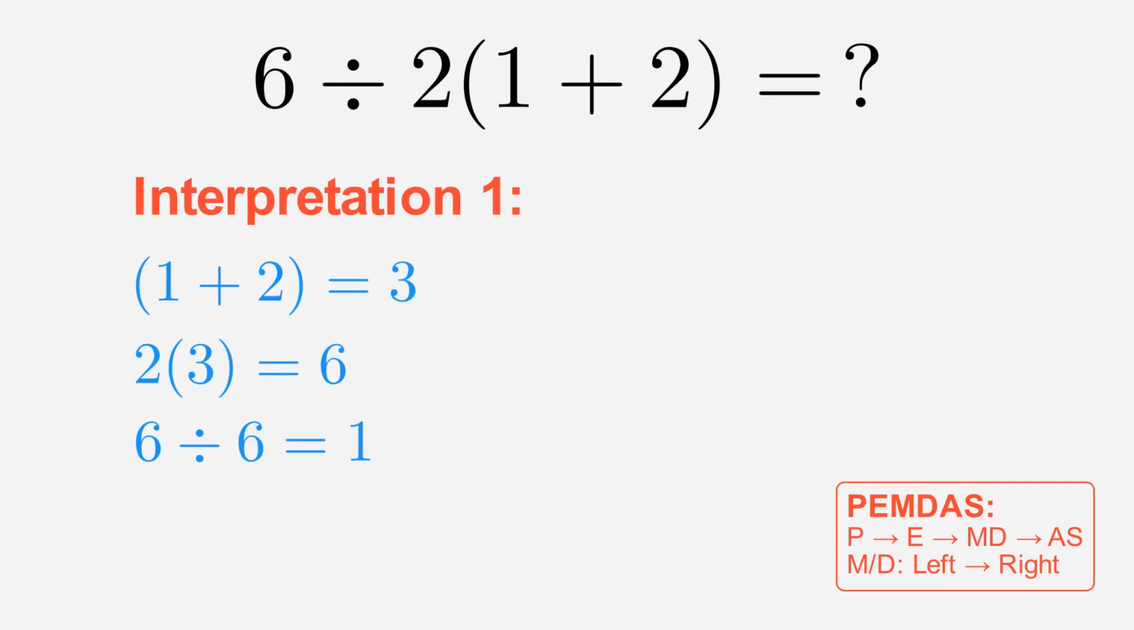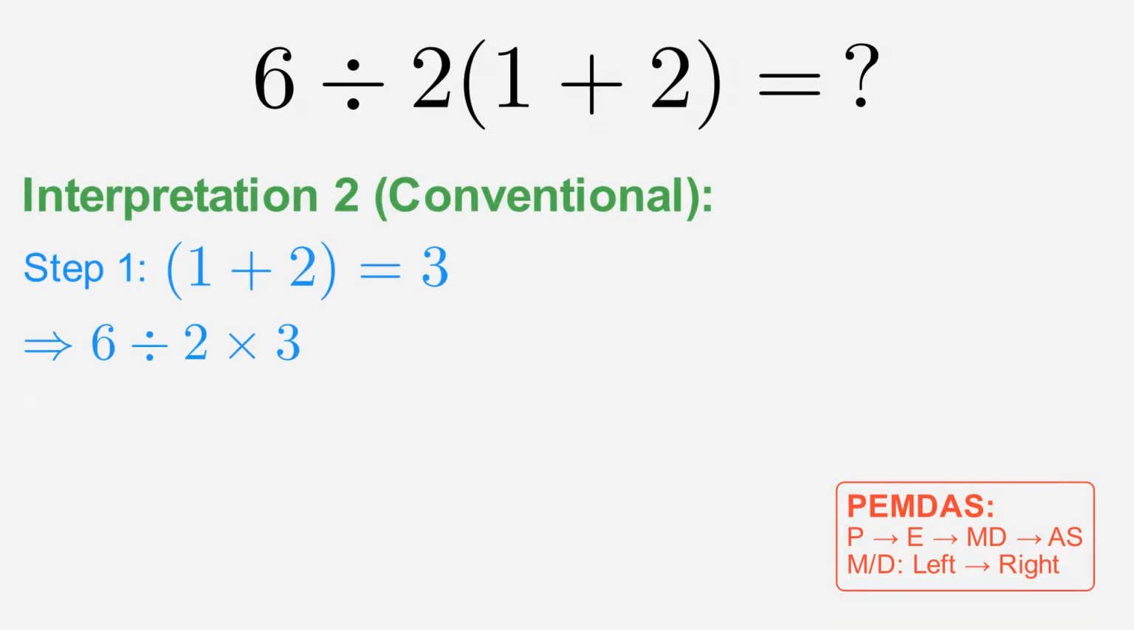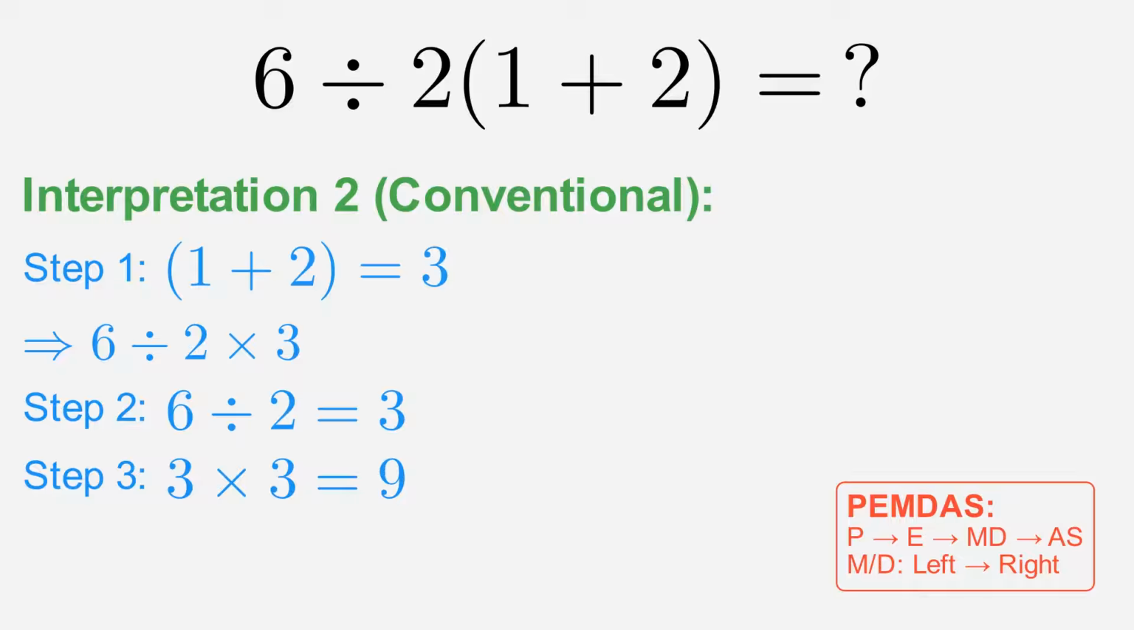When you see 6 divided by 2 times 3, you don't do multiplication first just because there's no sign. Division and multiplication have the same priority. You work left to right. So, 6 divided by 2 is 3. Then 3 times 3 equals 9. Wait, that's still 9. Actually, let me show you the real debate.